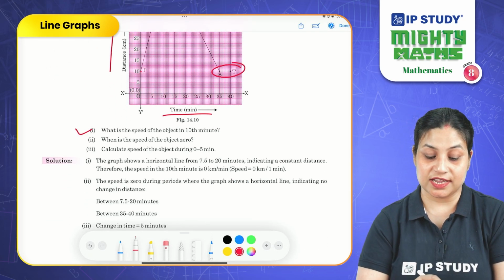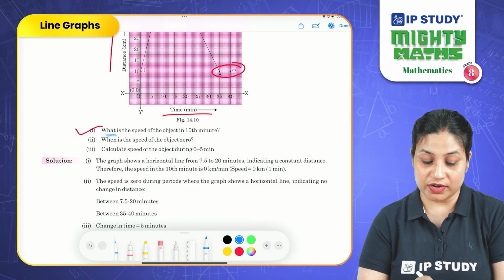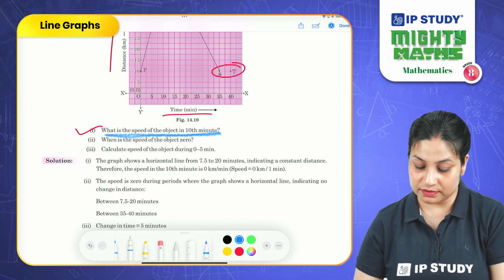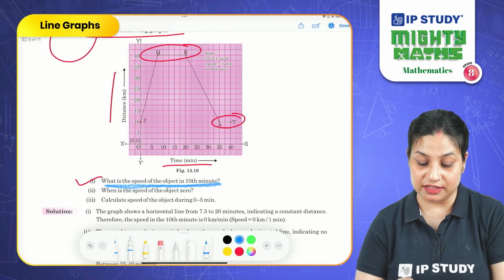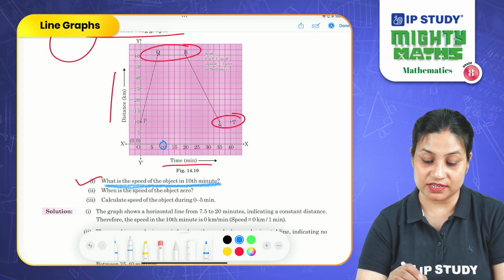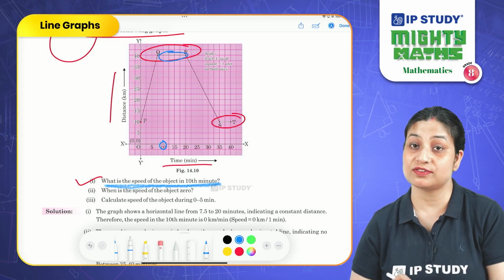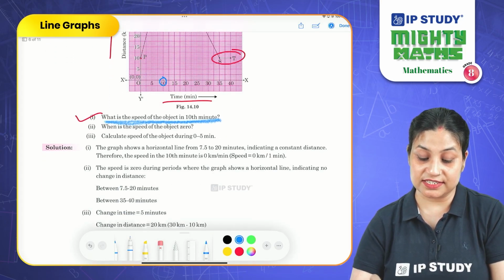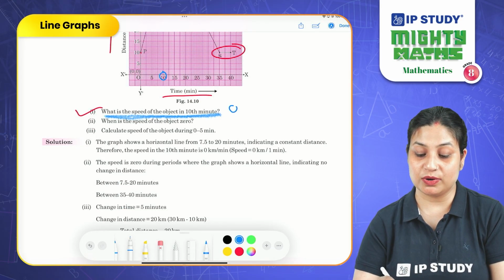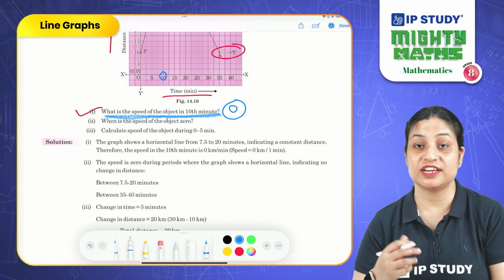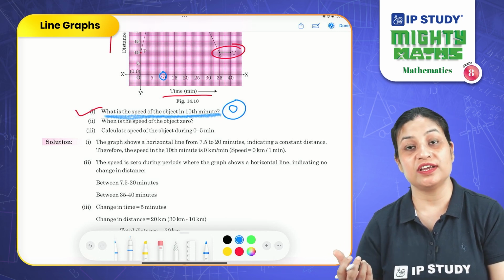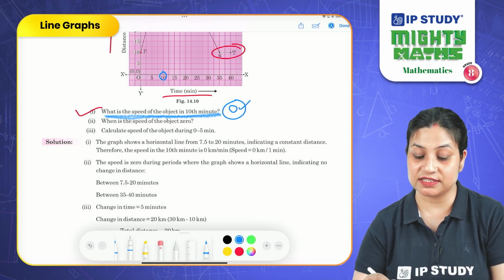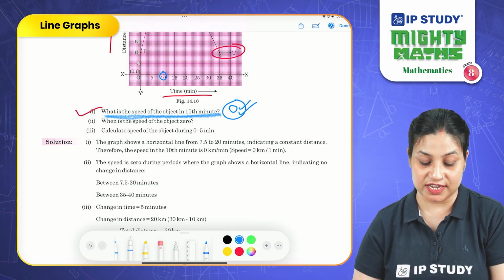So the first question is, what is the speed of the object in the 10th minute? So let's see, where is the 10th minute? The 10th minute is over here. If you consider this portion, we know that the distance is constant over here. Since the distance is constant over here, the speed will be equal to 0 because there is no change in the distance. It means it is not moving. So since it is not moving, it is not gaining any speed. Hence, the speed is 0 for this case, right?